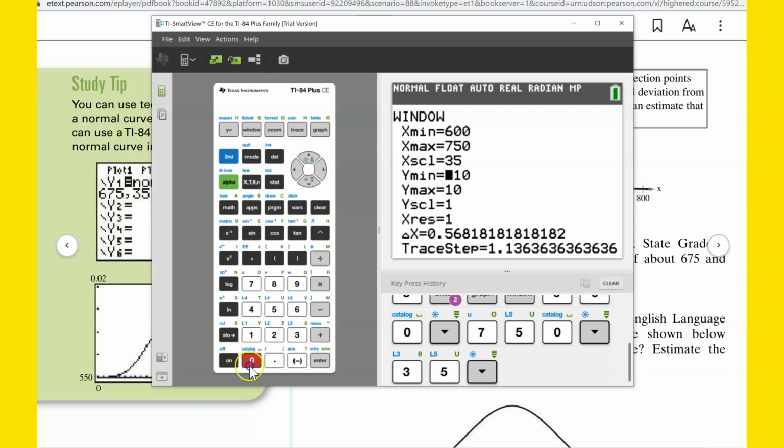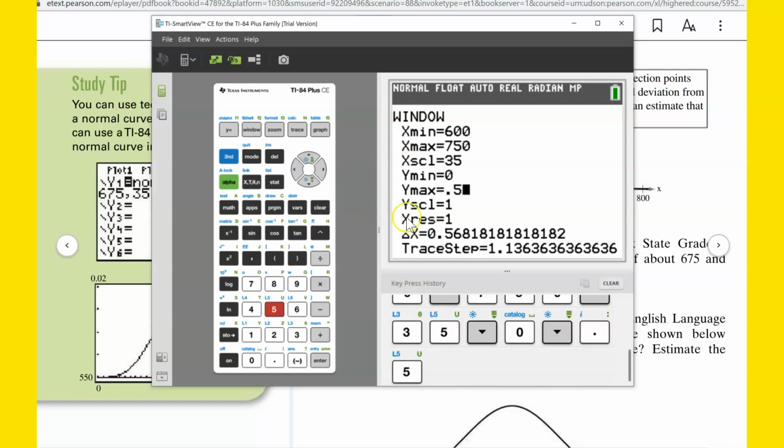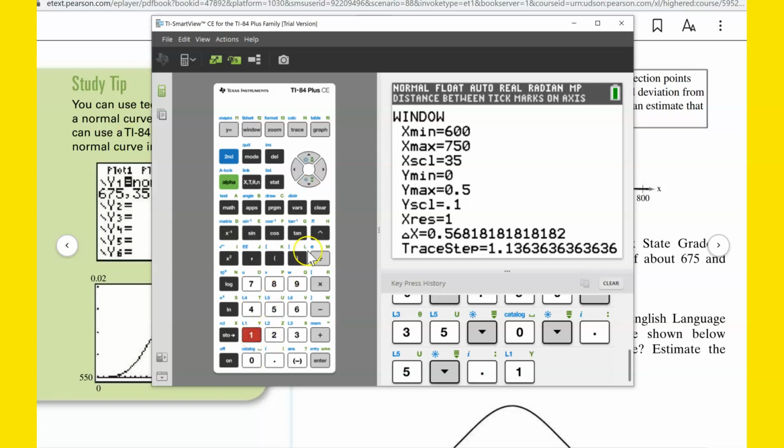Let's let the y min be 0. And the y max probably only needs to go up to, let's try 0.5. I'm not sure, but the y-axis is measuring our probabilities, and so our probabilities are always between 0 and 1. And usually the bars on the bar graphs don't even go above 0.5. That may even be too high, but I'm going to try it. Let's let the y scale be 0.1 and just see what happens.